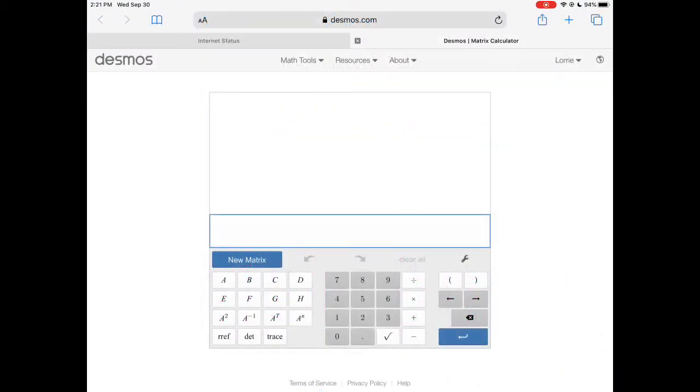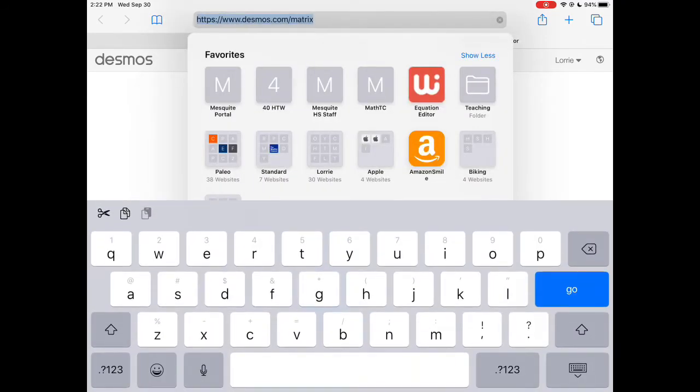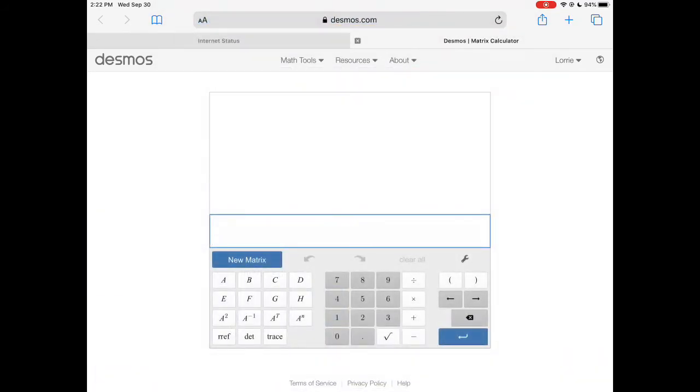All right, everyone, so here we are in Desmos. Remember that this isn't the regular Desmos that you're used to, the graphing calculator. This is desmos.com/matrix. So be sure that that's where you're at. And we want to create a new matrix. So we're just going to click New Matrix. It just calls it Matrix A.